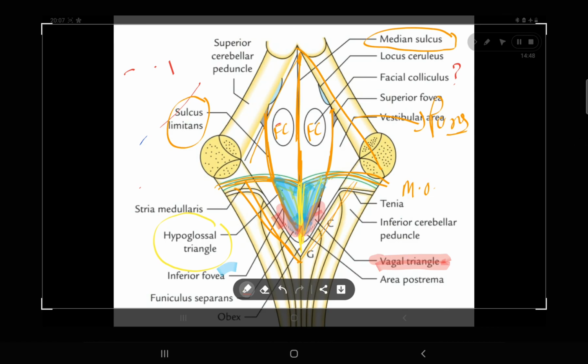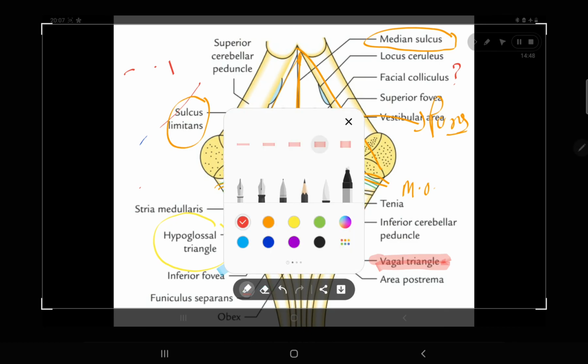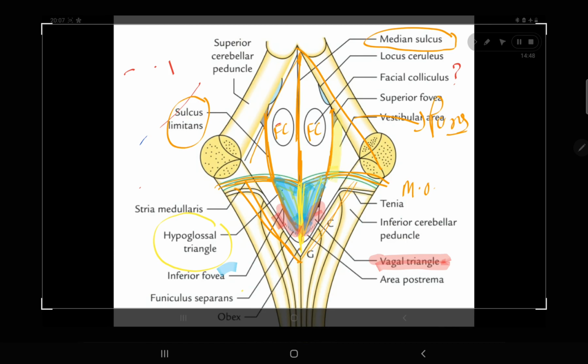And the lateral most structures, as I told you previously, which extend from pons to medulla, are nothing but your vestibular area.